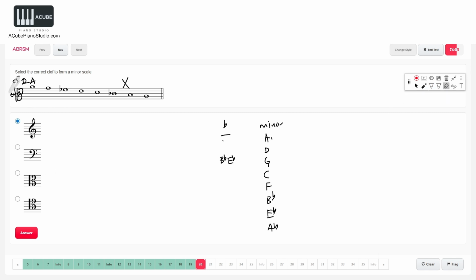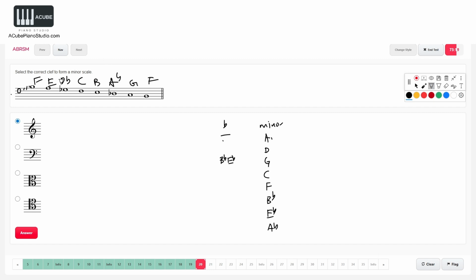Let's check whether it can be tenor clef. If it's tenor clef, this is my middle C here. If this is C for tenor clef, this C, D, E, F, right? So this is F. So it is F minor. Let's check whether it could be F minor. So this is F, E, D flat, C, B, A flat, G, F, right?